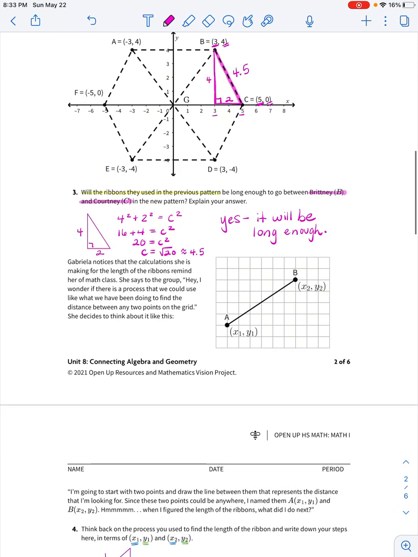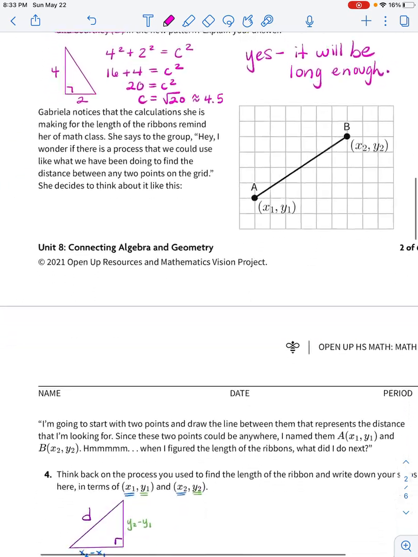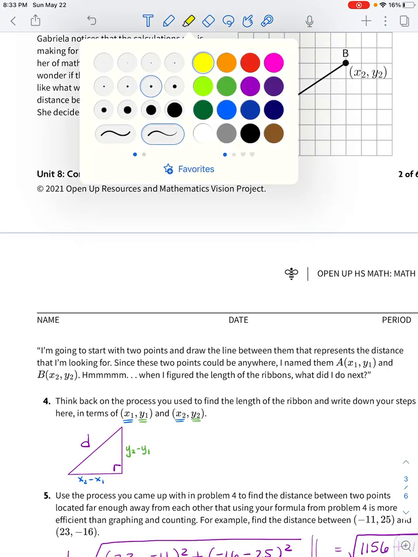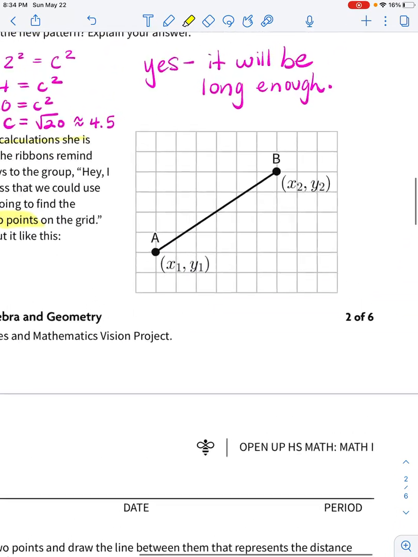All right, so the next part of this, kind of a new thought here. Let's go ahead, I'm going to scroll up to the top and let's read this together. It says, Gabriella notices that the calculation she's making for the length of the ribbons reminds her of math class. She says to the group, hey, I wonder if there's a process we could use, like what we've been doing, to find the distance between any 2 points. Highlight that, any 2 points on this grid. And she decides to think about it like this. And it's a really good idea.